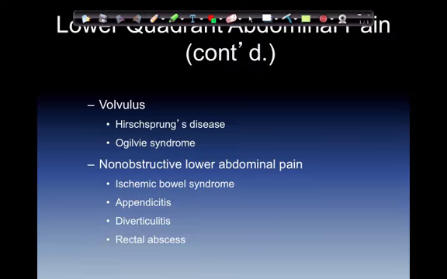There are some assessment points on this, McBurney's point being one of them. Location: two-thirds of the distance on an imaginary line from the umbilicus to the anterior superior iliac crest toward the hip. May be the point of tenderness for this location if they're having appendicitis. Rovsing's sign, pain in the right lower quadrant when the left lower quadrant is palpated.